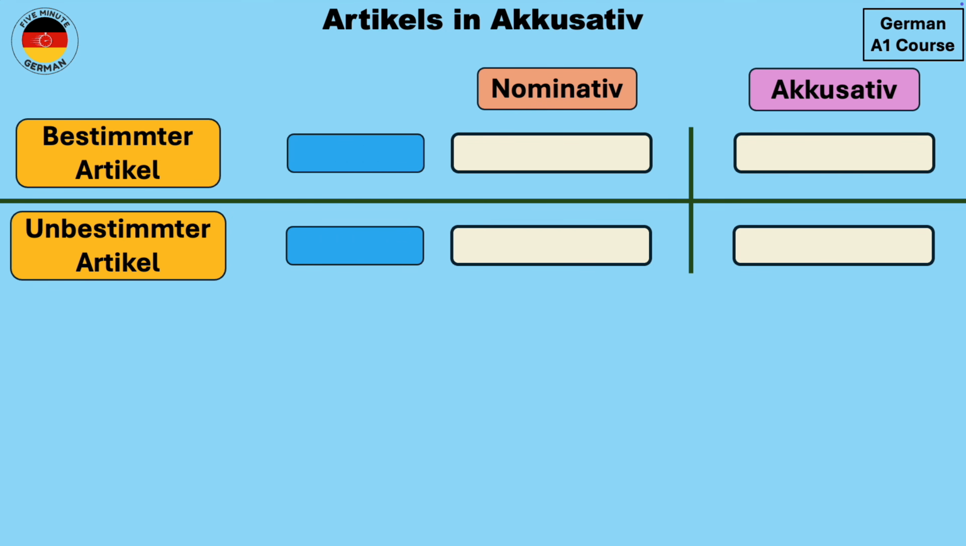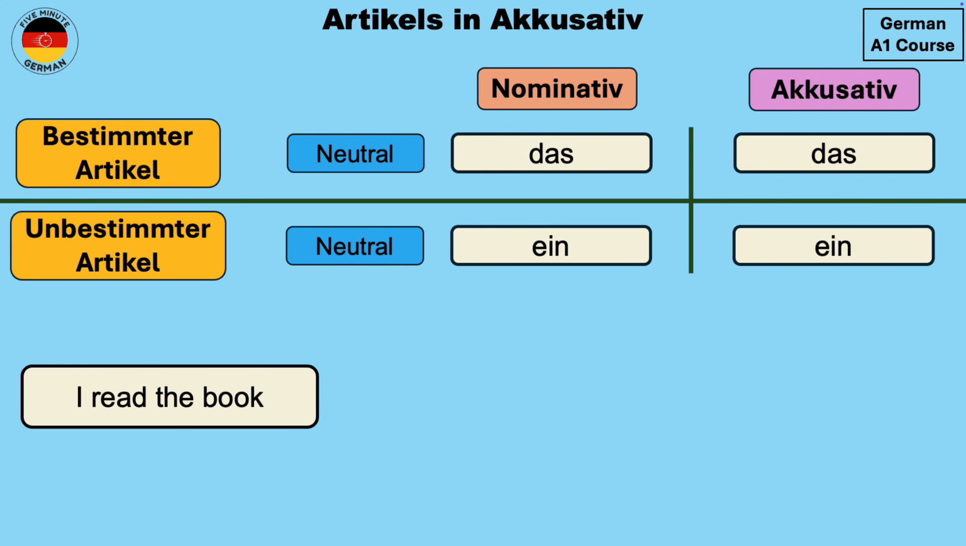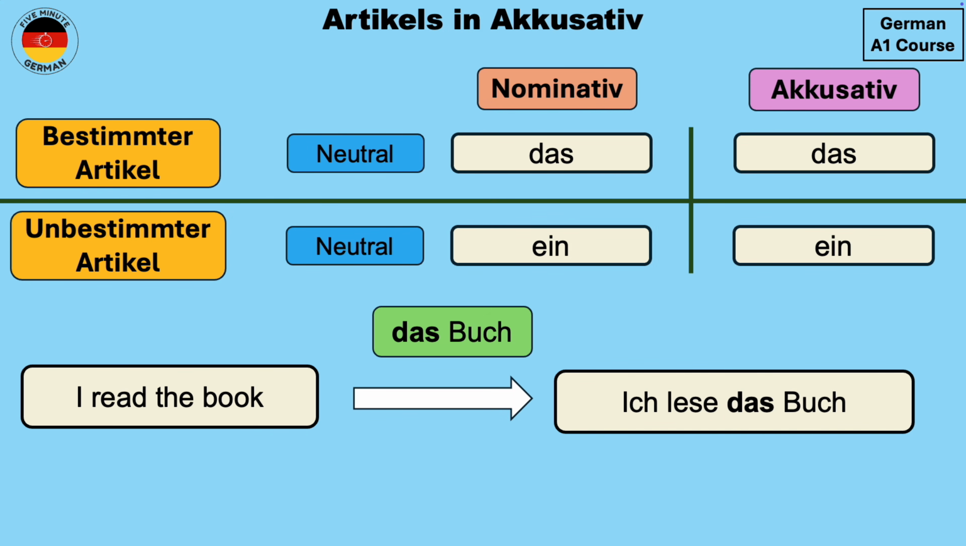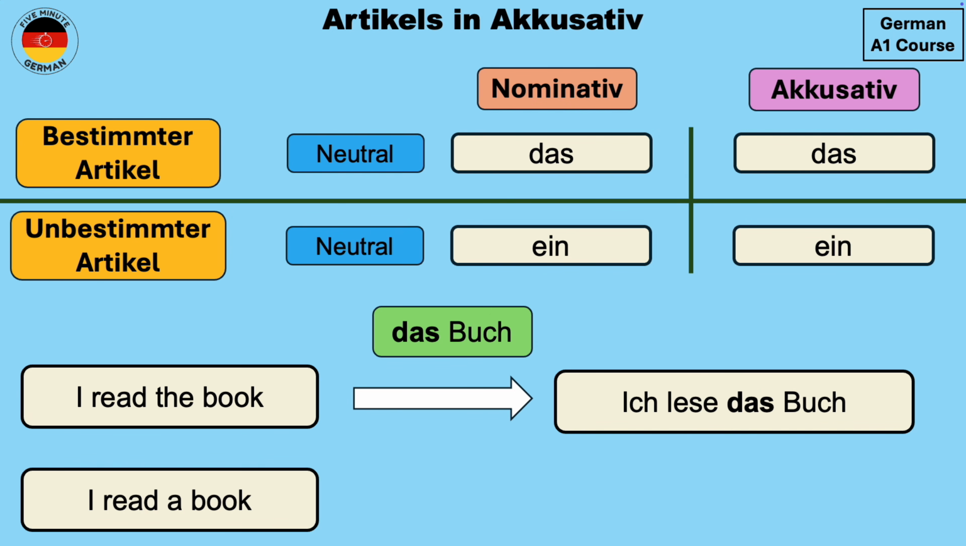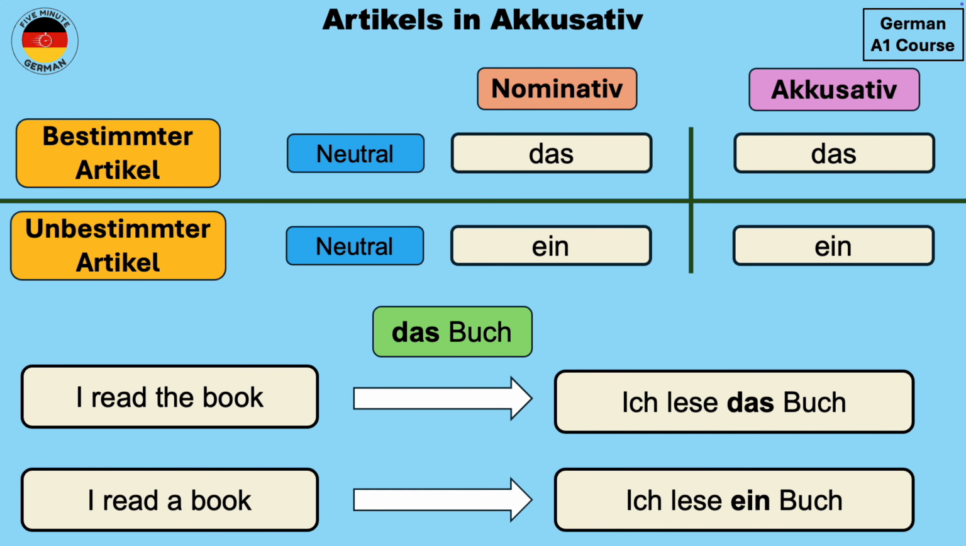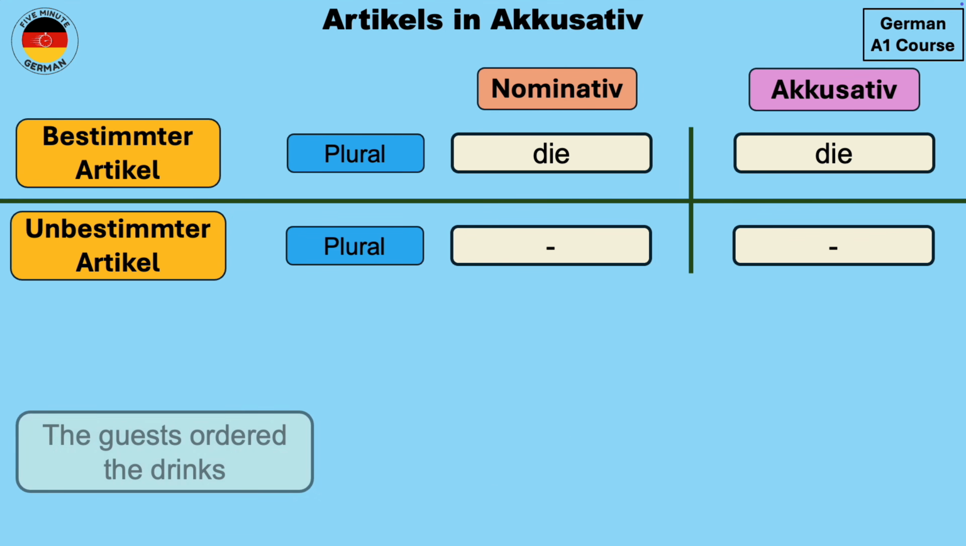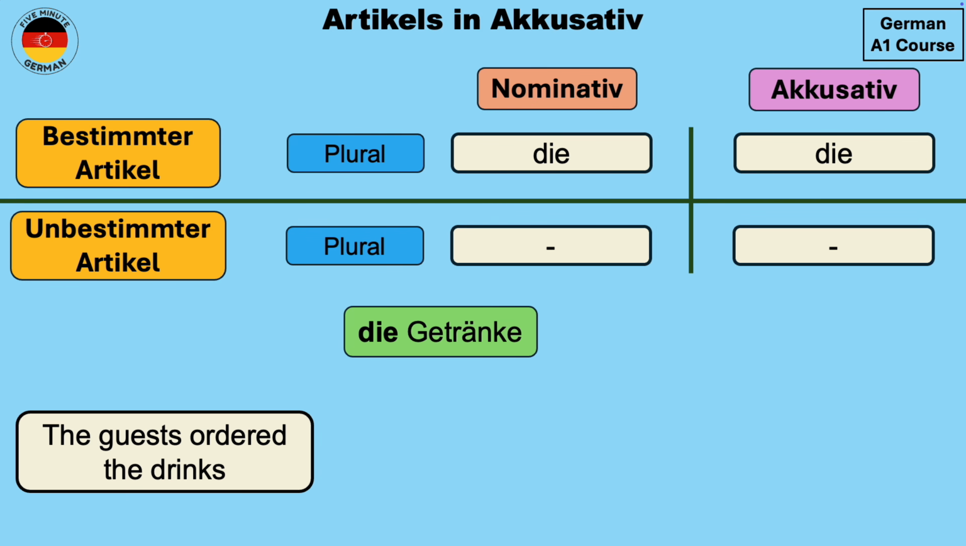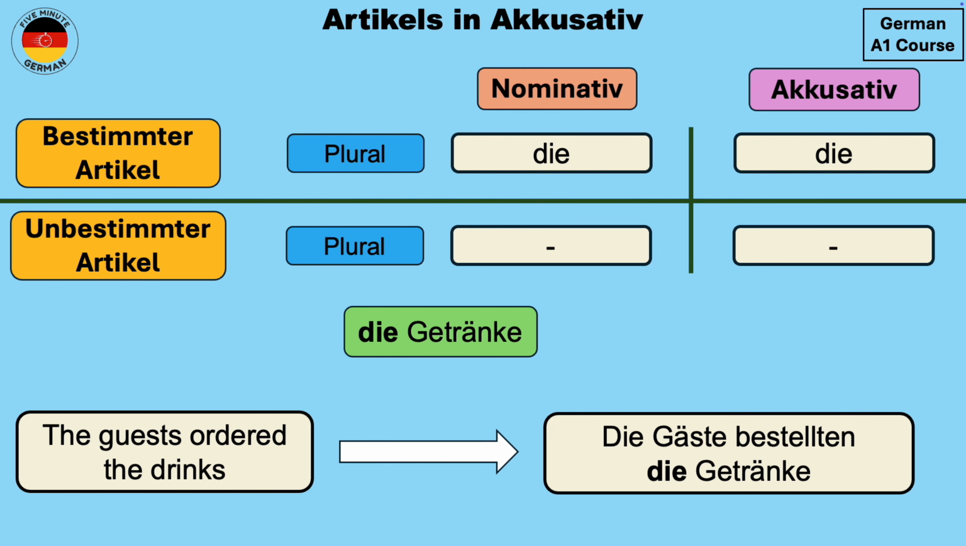Let's take an example with the neutral articles. I read the book. Book is das Buch in German. So the sentence will be Ich lese das Buch. I read the book. Indefinite or unbestimmte article, it is I read a book, which is Ich lese ein Buch. I read a book. So no change over here as well. In case of plural, an example will be the guests ordered the drinks. So the drinks is die Getränke in German. So this sentence will become Die Gäste bestellten die Getränke. And over here bestellten is the past form of bestellen, which means to order.